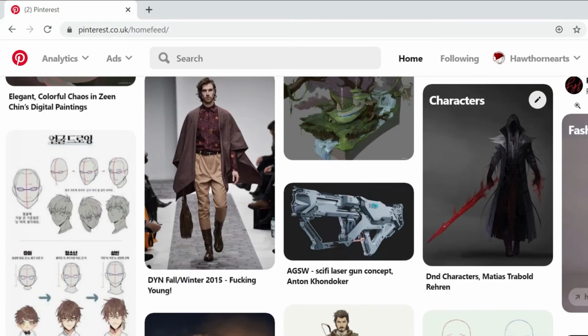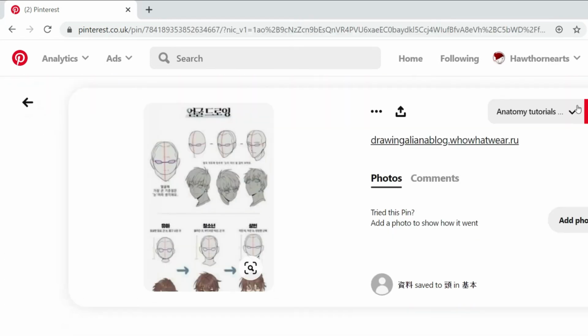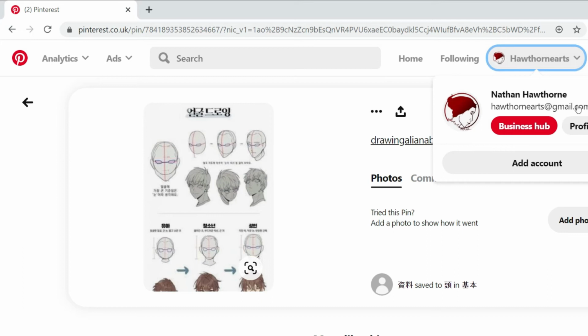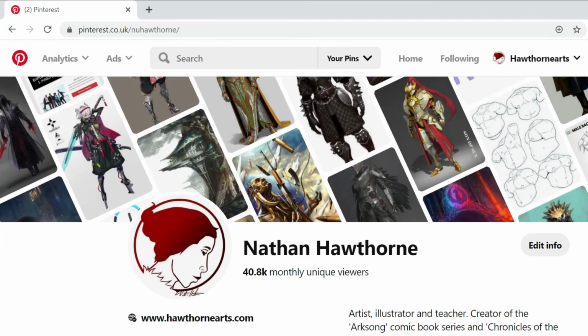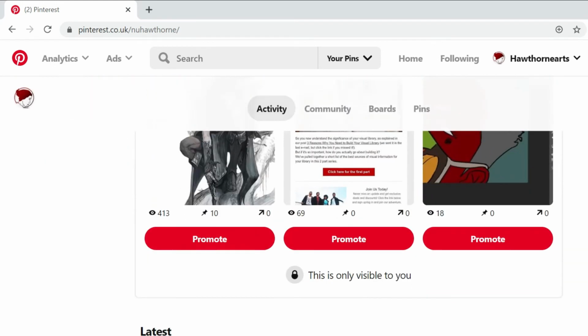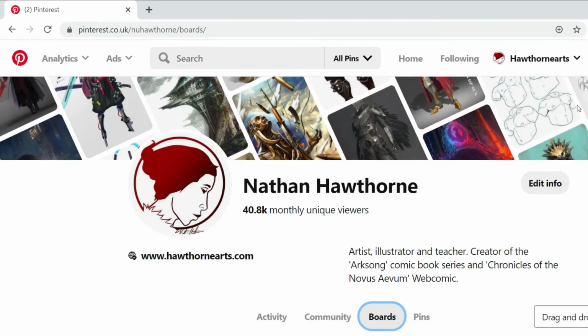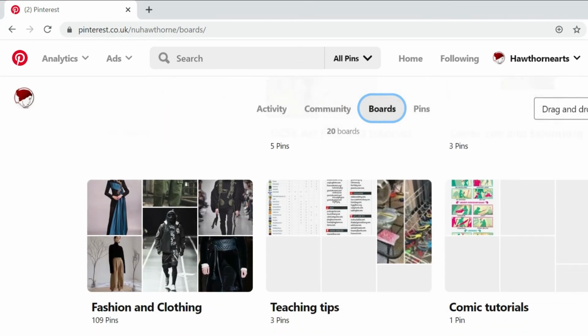There you can see that I've organized them into different sections. So for example, I have characters, I have environments, I have vehicles, I have weapon design, and sometimes when I'm looking for an idea that's super fresh, really different from anything I've done before, I might go in there and have a look at what different artists are doing.